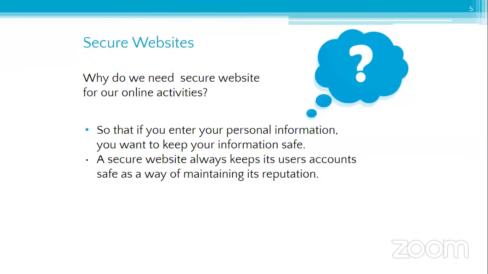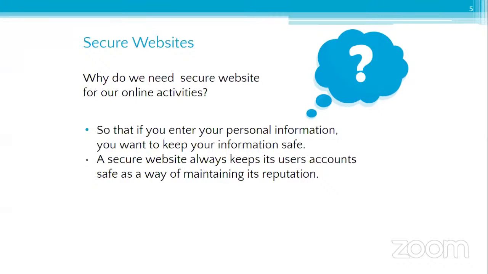So let us look at websites. Here we will start by looking at secure websites. The question we ask ourselves is, why do we need secure websites for our online activities? Of course, we access websites on a daily basis. If you enter your personal information, you want to keep your information safe. So the website will provide you with safety, but there are categories that we will look at.